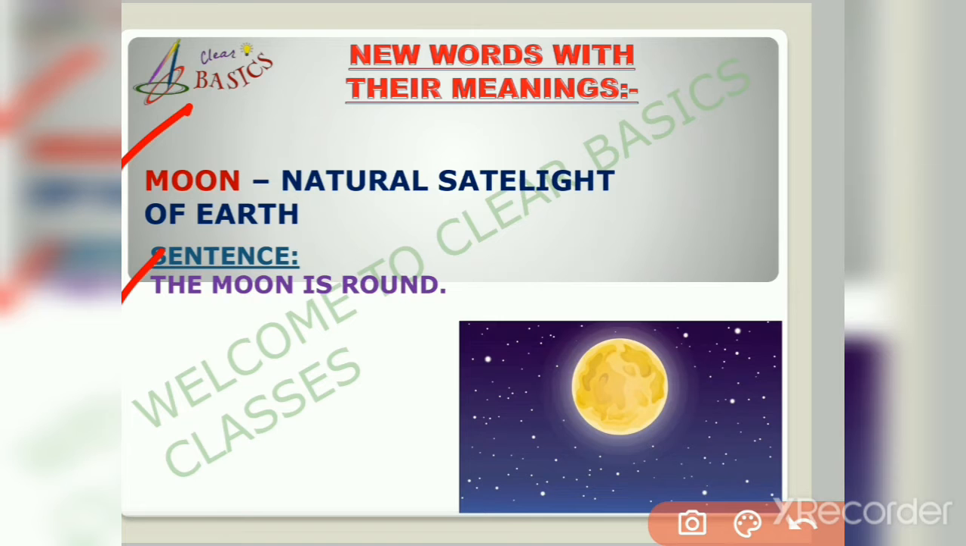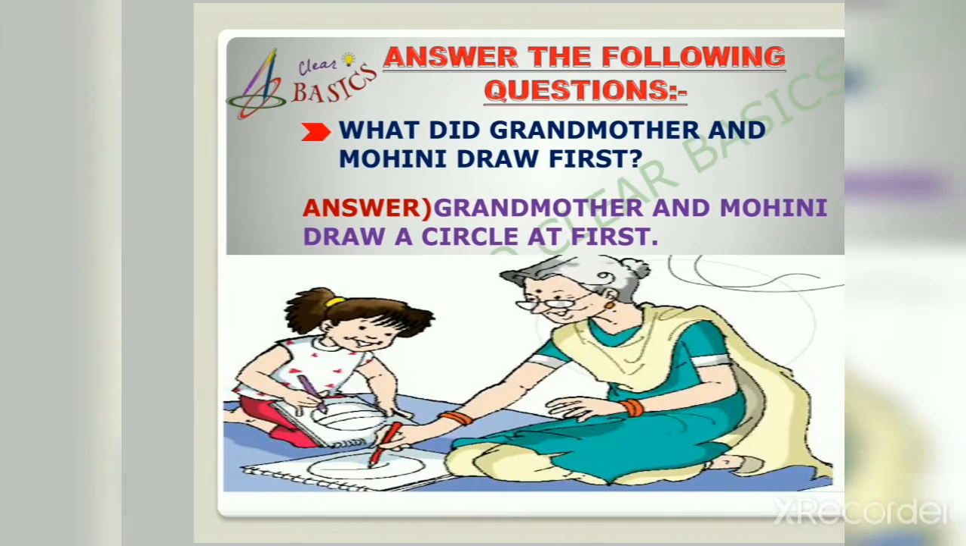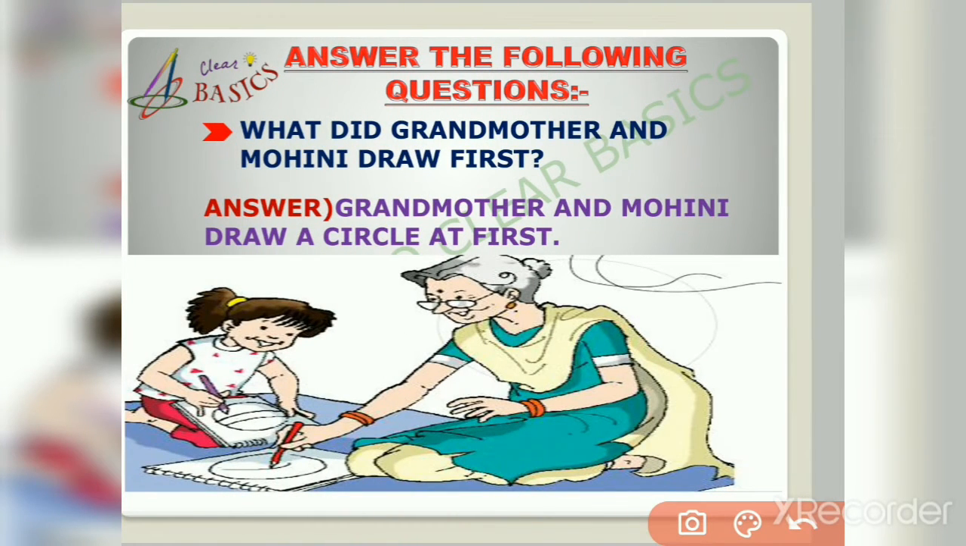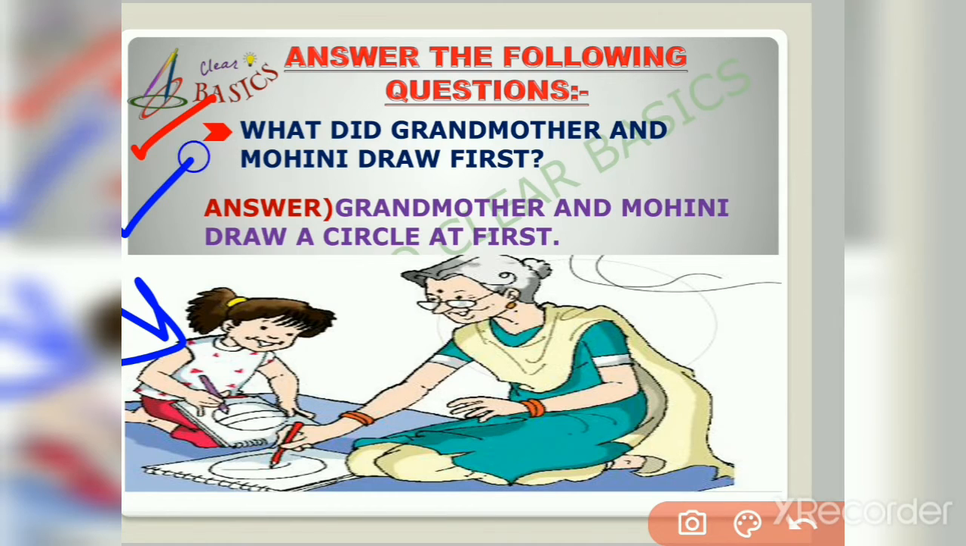Now let us move on to our next slide. Now friends, let us solve the exercise questions. Our first question is, what did grandmother and Mohini draw first? Friends, try to remember the answer. You can also take help from this picture. Yes, you are correct. The answer to the question is, grandmother and Mohini drew a circle at first.